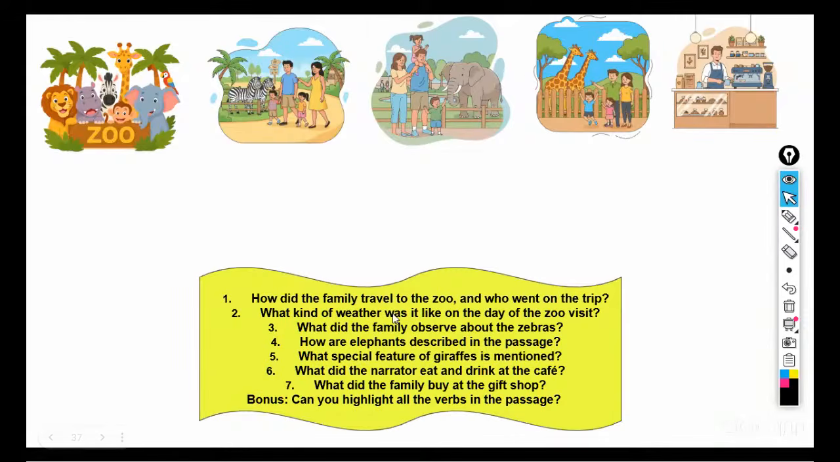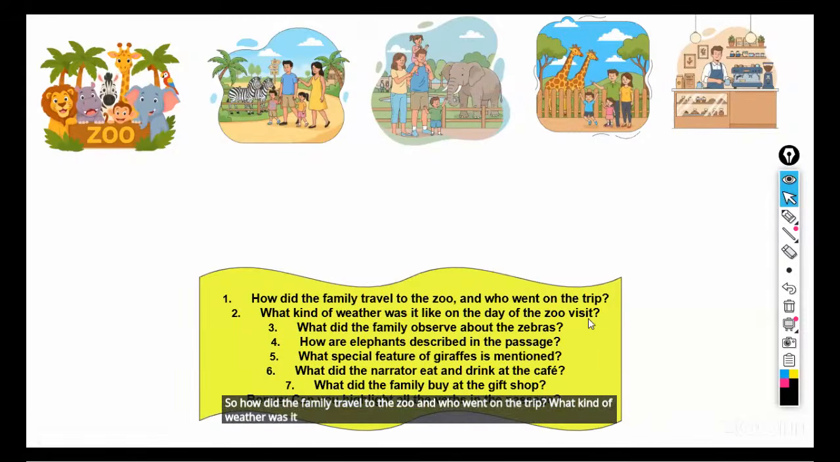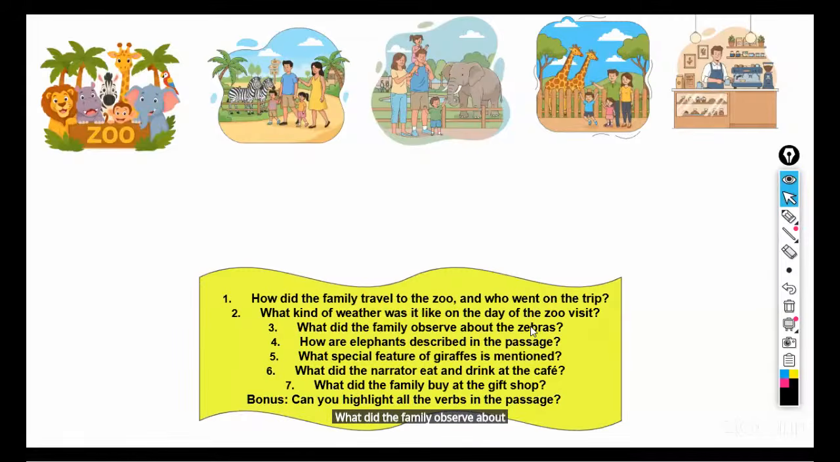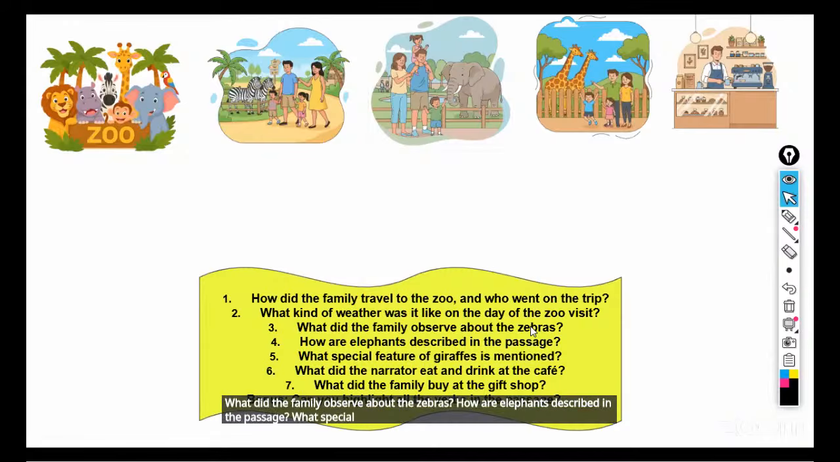So how did the family travel to the zoo and who went on the trip? What kind of weather was it like on the day of the zoo visit? What did the family observe about the zebras? How are elephants described in the passage? What special feature of giraffes is mentioned? What did the narrator eat and drink at the cafe? What did the family buy at the gift shop?